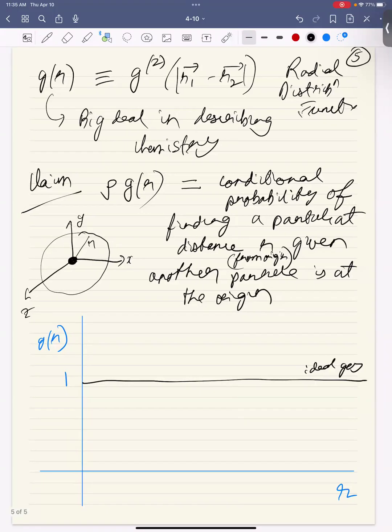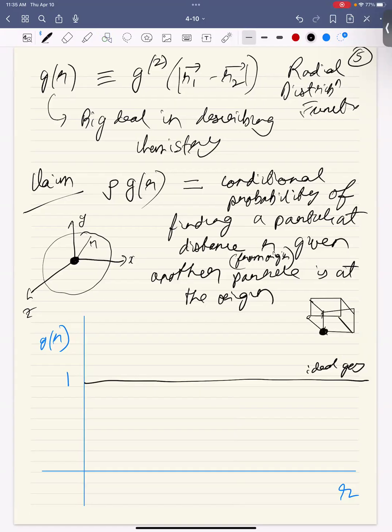So that's for an ideal gas. Now let's talk about a crystal. What happens in a crystal? In a crystal, you have atoms arranged in a very periodic manner, right? This, for example, is a simple cubic crystal. You have atoms only on the corners of the cube. For a simple cubic crystal, let's say this is my origin.